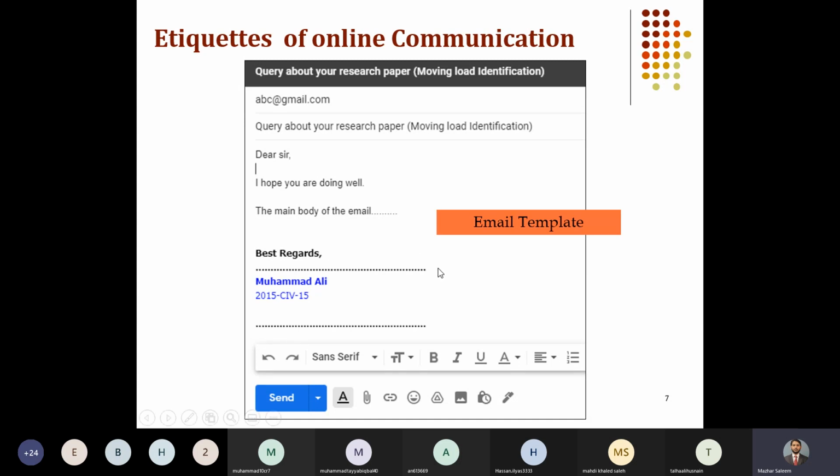Anyways, these were some of the basic things that I observed in online communication. I thought it's important to share these things so that everybody knows them, and you practice this in your academic life, and when you go into your professional life, you don't feel any difficulty. Okay, now let me come to the Teams.